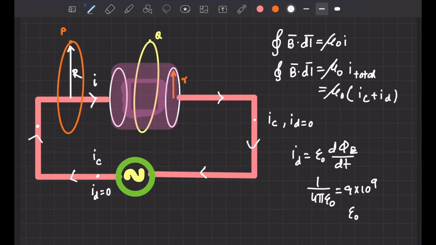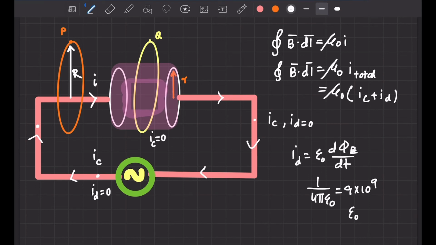This is very, very small. So this ID is almost 0 around all these conducting wires. But there is a valid value of the IC there. But at the place of point Q, we know that here the IC is 0, where the space between the plates of the capacitor.